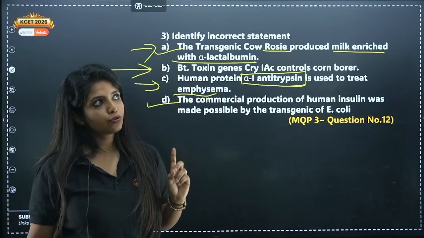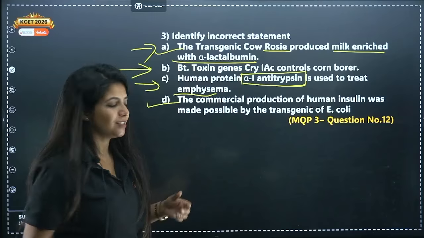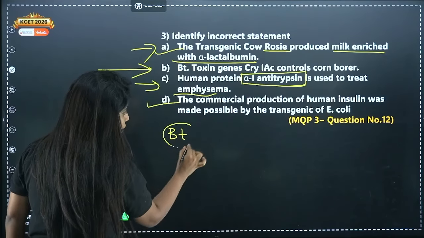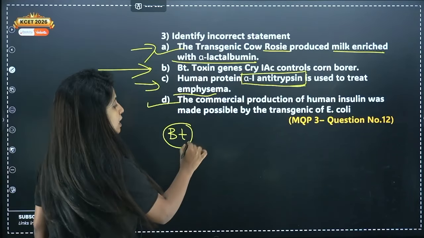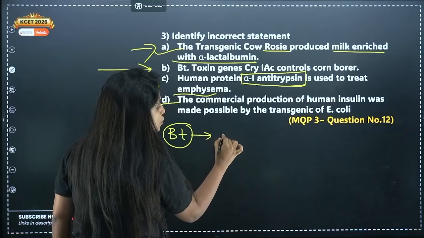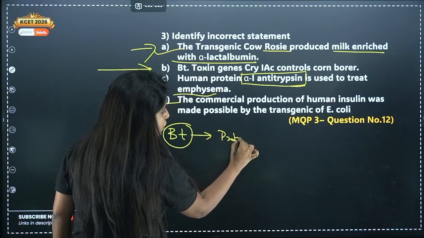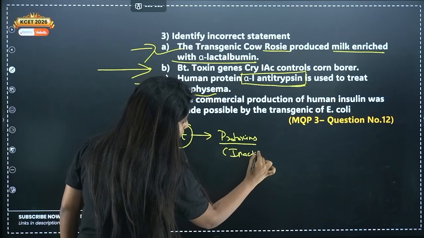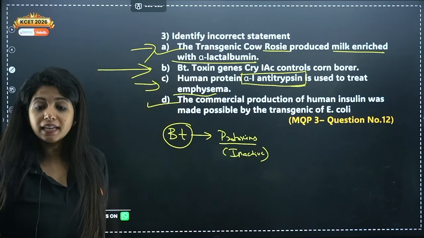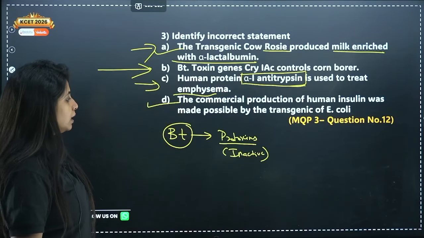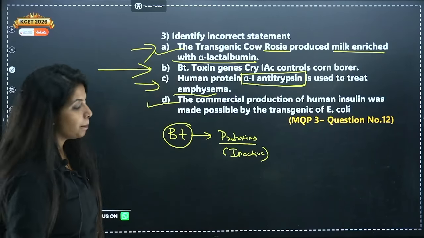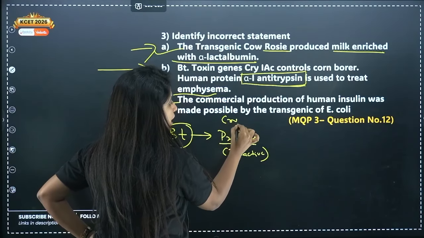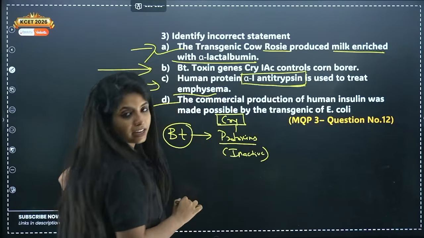So should I tell you the story here itself? I think I can. So listen to me. I told you Bacillus thuringiensis is a bacteria that produces toxins. These toxins are protoxins, as in basically they are inactive. Now, who gives the information to produce these toxins? It is the cry gene.